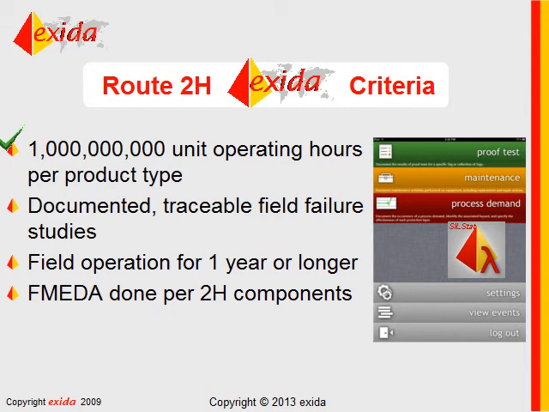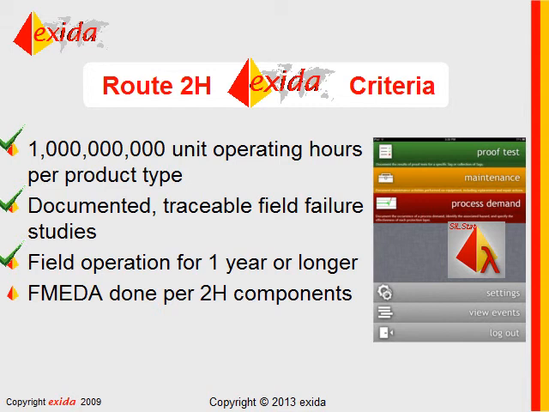And you might think, are you guys crazy? Nobody will ever get 1 billion unit operating hours. Well, in fact, yeah, we can get it. I'll talk a little more about that later. You can't just guess at the field failure hours. You have documented, traceable field failure studies. We also imposed a rule.